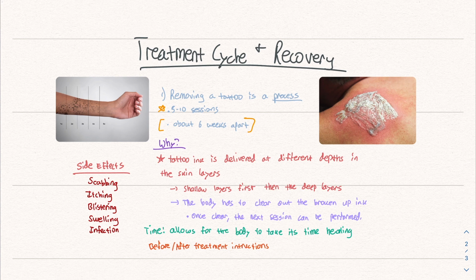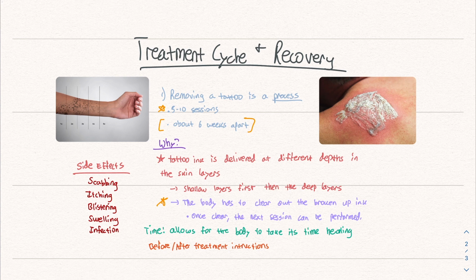Tattoo ink is delivered at different depths in the skin layers. So what happens is, as you treat the tattoo with this pulsing laser, you're going to treat different depths, from the shallow to the deep. The length of time really is needed so the body can clear out the broken up ink, using the immune system, to help heal the skin. And then once that ink is clear enough, the next session can be performed.